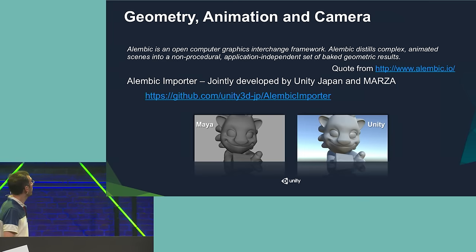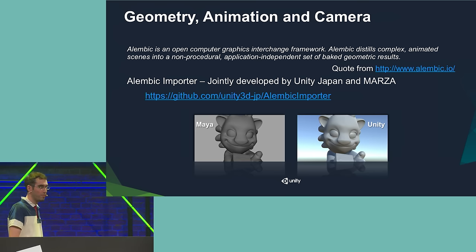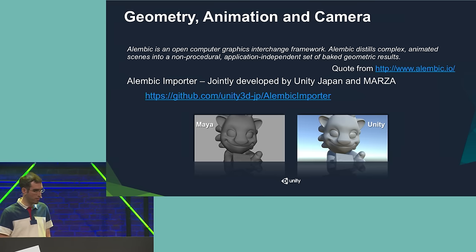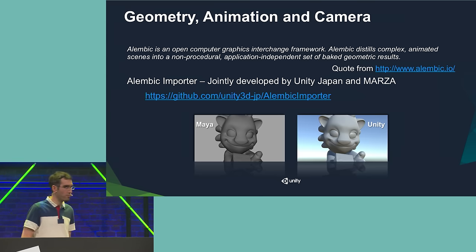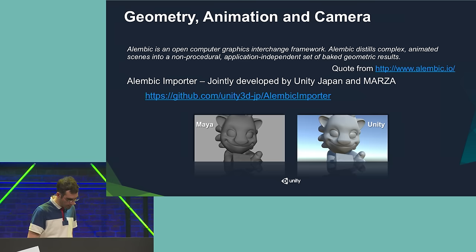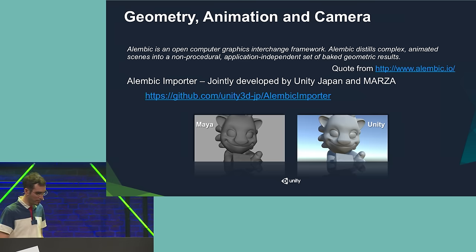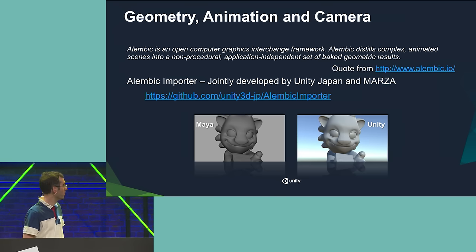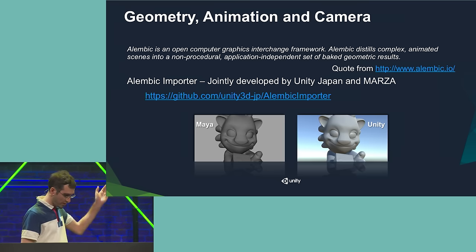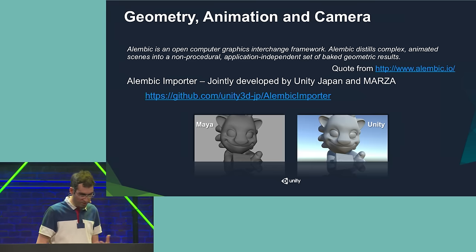In our pipeline, we already have an Alembic-based geometry cache workflow. We also have camera data that is outputted in different file formats, including FBX and Alembic. So one of the first things we wanted to do was to bring those Alembic files into Unity. We didn't have any experience at all with Unity, not even developing anything. But we could get started really quickly thanks to the Japan team of Unity. They provided us the base of the Alembic importer that they've shared on GitHub, and from there on, we modified it to fit our own needs.